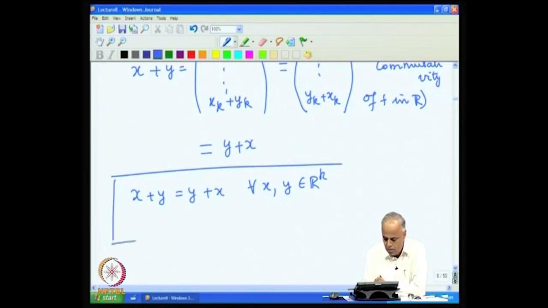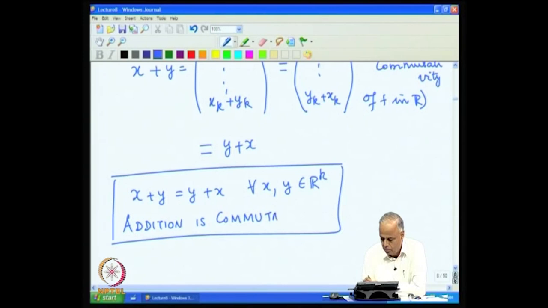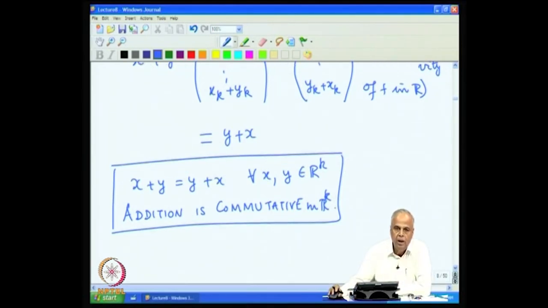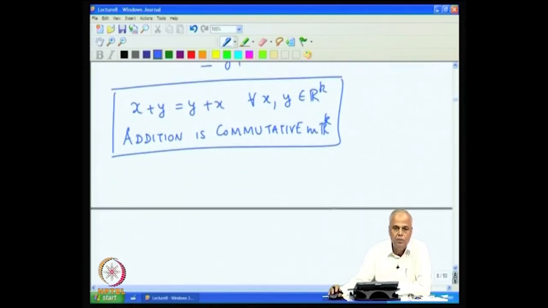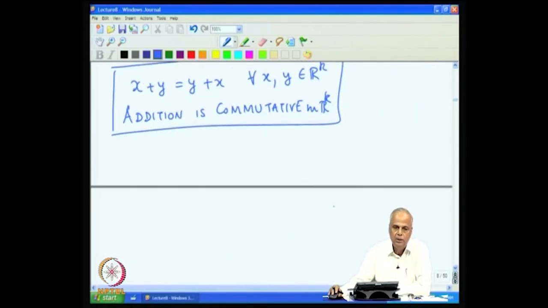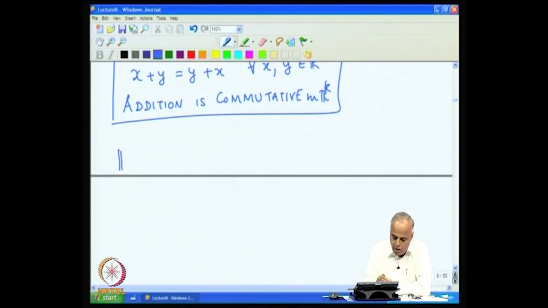Or addition is commutative in R^k. Now, we have already seen R^k forms a group with respect to addition, and if this particular addition is also commutative, we find that it is a commutative group. R^k with respect to the addition is a commutative group.